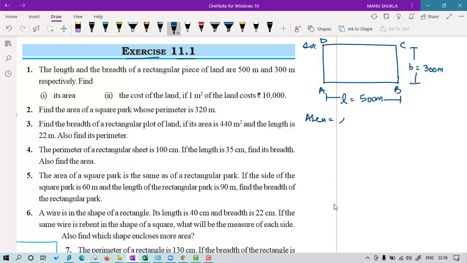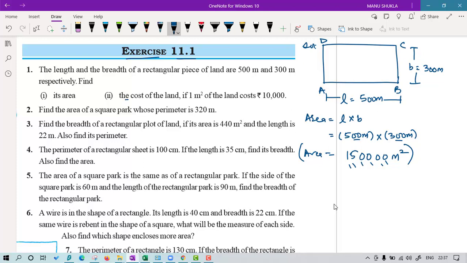The formula of area is length into breadth. Just put the values. Length is 500 meters multiplied with 300 meters. This becomes 5 threes are 15 and two 0s and two 0s, so double 0 double 0 meter square. This is the area. So you can say it is ones, tens, hundreds, thousands, and lakh. So 1,50,000 meter square is the area of the land.